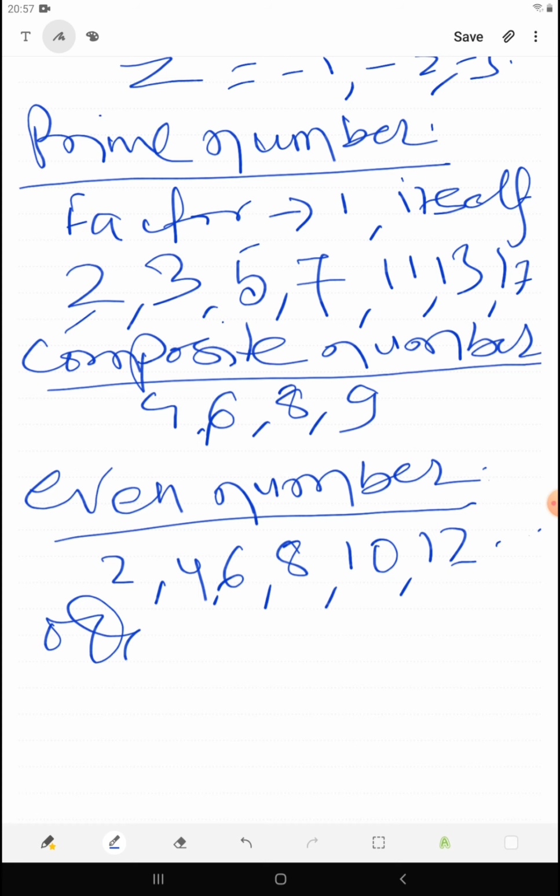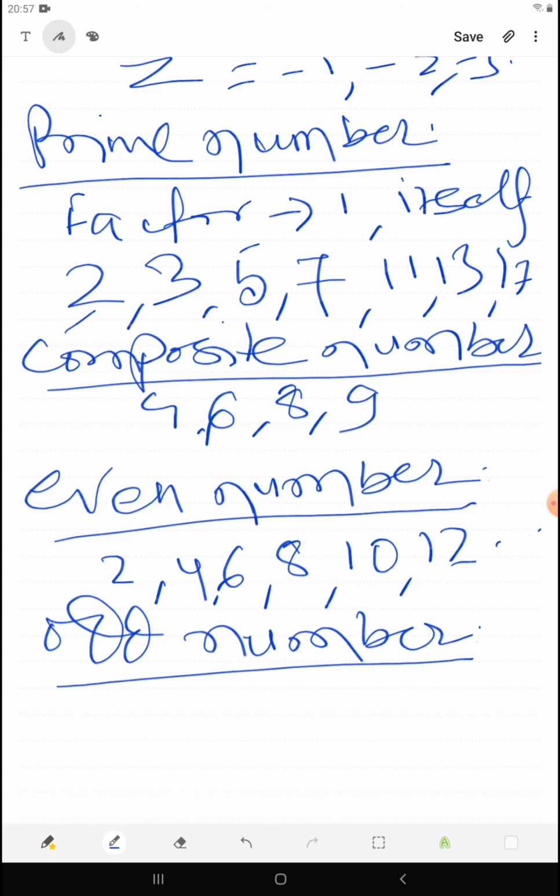Now odd numbers. What is an odd number? Odd numbers are numbers which are not divisible by 2. So it's the opposite of an even number. You can see, like 3, 5, 7, 9, 11. So these are all odd numbers, which are not divisible by 2. Okay.